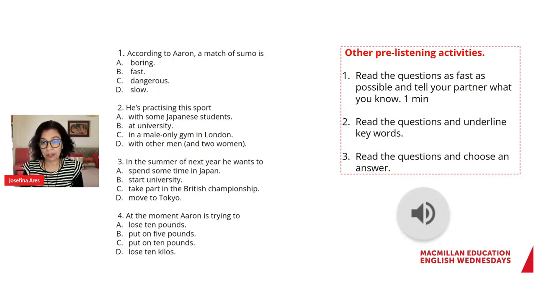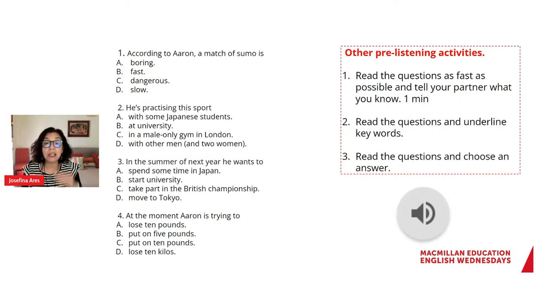So what I do is say, okay, you've got a minute to read the questions. Go. They read it, close the book, and then they tell their partner the information that they know already. Okay, so read the questions, close the book, tell your partner what information you know already, because there's lots of information there already. Okay, but practicing fast reading or speed reading is something that they need to do.